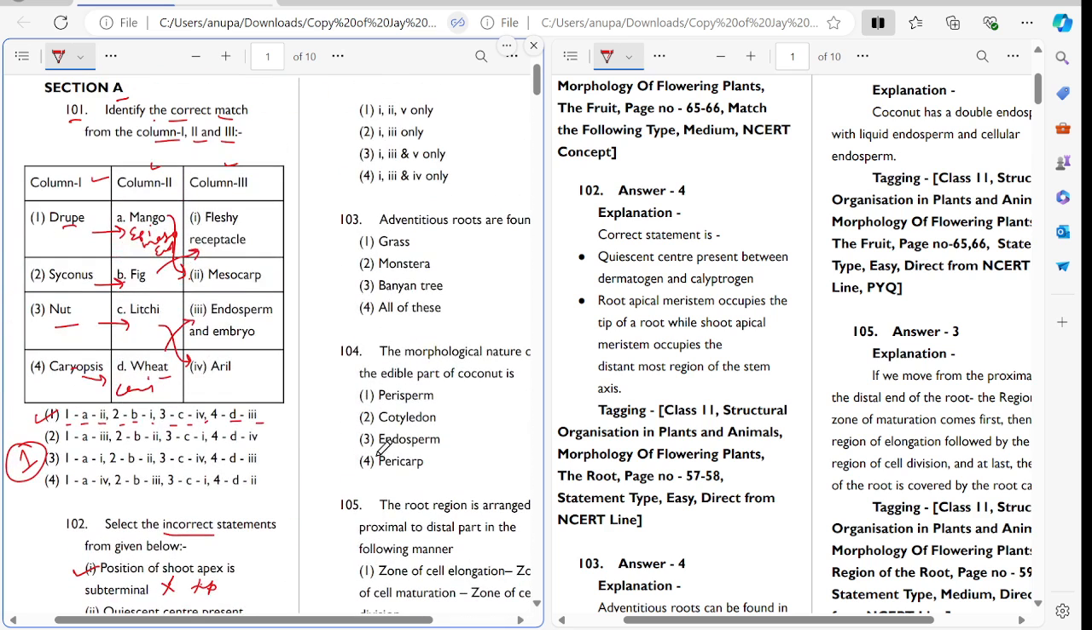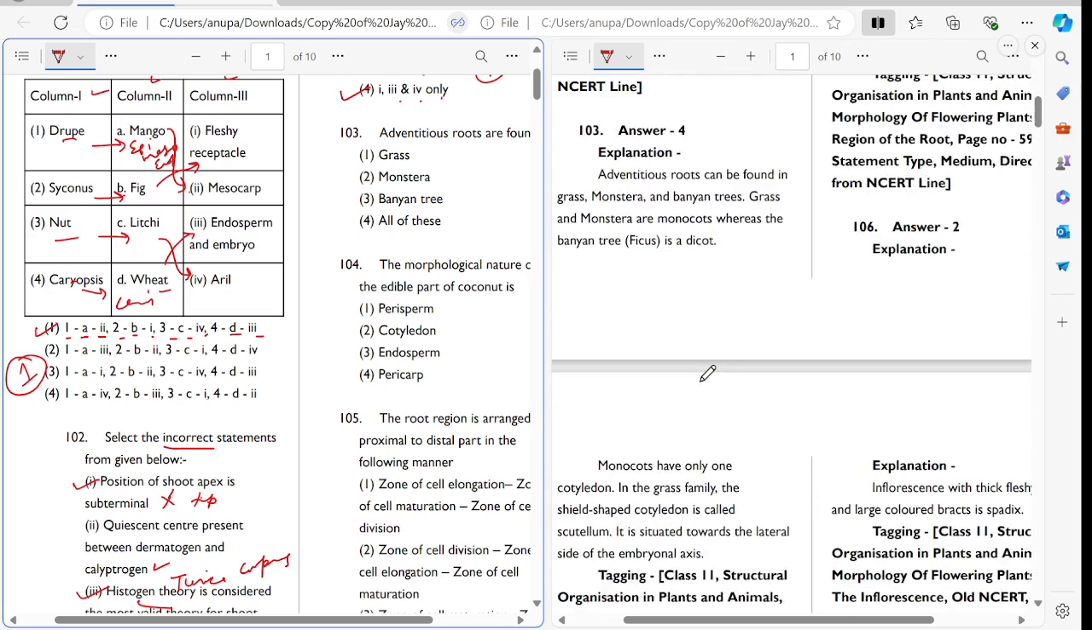Let's see the options. First option is 1, 2, 5. This is wrong. Second option is 1, 3. This is also wrong. Third option is 1, 3, 5. This is also wrong. And the fourth option is 1, 3, 4 only. So this will be the correct answer. That is option number 4 is the correct answer. Now let's move to the next question, that is question number 103.